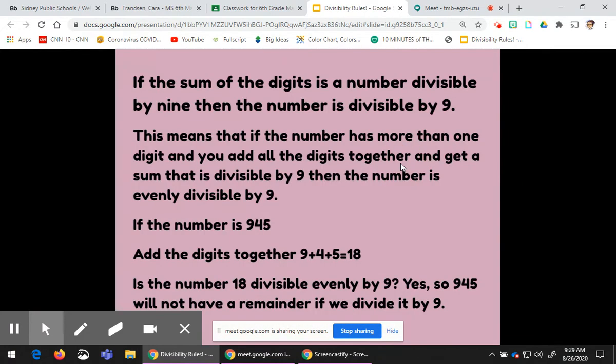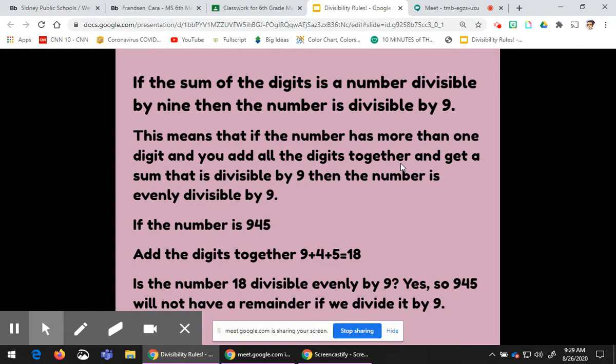Now we're on to the 9s. I'm going kind of quick, but remember, this is recorded, so if you're a little confused, you can watch this again, right? And there's tons of information on the web about the divisibility rules. So if the sum of the digits is a number divisible by 9, then the number is divisible by 9. So we're switching now. The divisibility rule of 9 has nothing to do with the sum of the digits being divisible by 3. They must be divisible by 9.